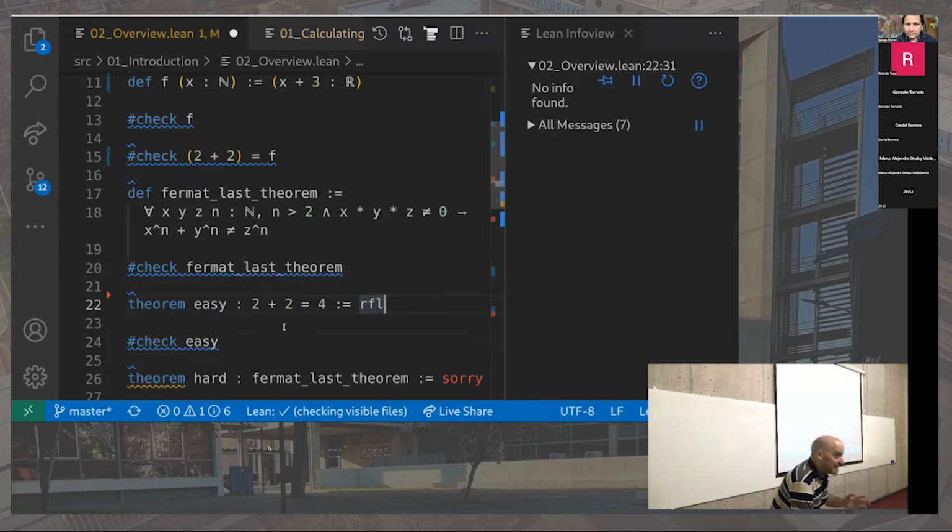Okay, and if a proposition is false, for example, it's impossible to construct something of type 2 plus 2 is equal to 5, because this is false. I mean, morally, this is a false proposition, so we cannot build something of type 2 plus 2 is equal to 5. But we can build something of type 2 plus 2 is equal to 4, because we can provide the proof of this fact.